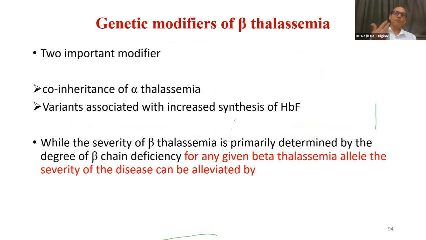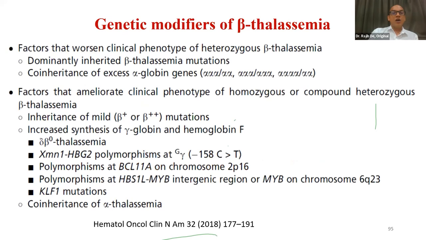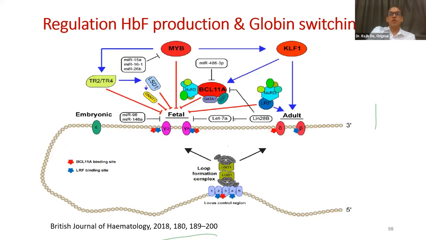If there is triplication or quadruplication of alpha thalassemia, then beta thalassemia carrier state also can behave like a thalassemia intermedia, and the percentage of hemoglobin S. So different genetic modifiers are there for HbF induction, like XMN polymorphism, BCL11A polymorphism, KLF1 mutation, which actually controls the BCL11A expression. So MYB, intergenic region. So polymorphism in these genes are responsible for variation in HbF amount and variation in the clinical manifestations also. And this BCL11A plays a very important role.